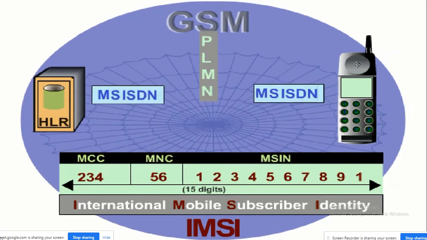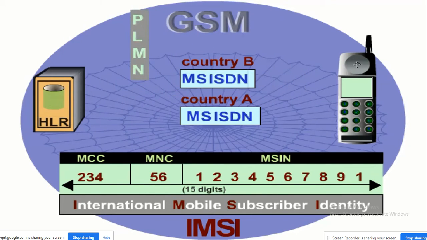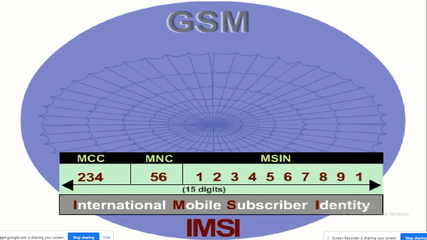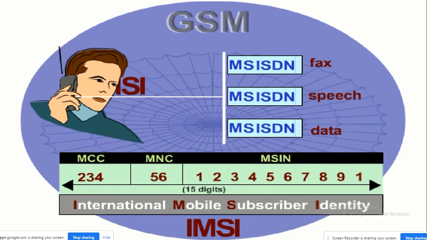The MS-ISDN, by comparison, has a different length of digits depending on the country, and therefore cannot be considered for a simple registration procedure. Furthermore, the customer has different MS-ISDNs for every service, but only one IMSI that can uniquely identify him internationally.